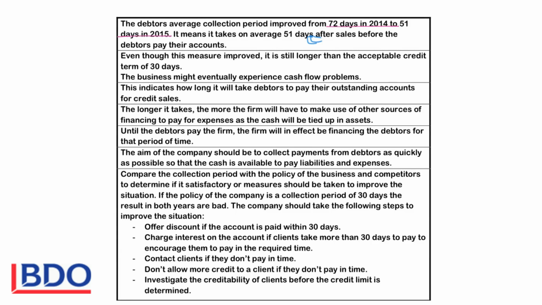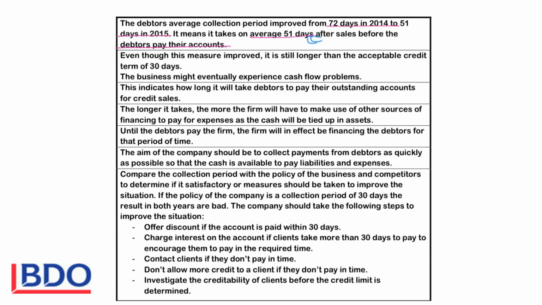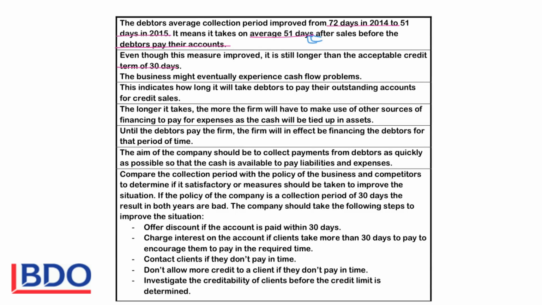So it means in 2015 it took on average 51 days after the goods were sold before the debtors paid their accounts. Although this improved a lot, the acceptable credit term is 30 days, so you will still have to see if you can improve this situation to reduce the 51 days to 30 days. If they don't improve this debtor's collection period, they can experience cash flow problems.